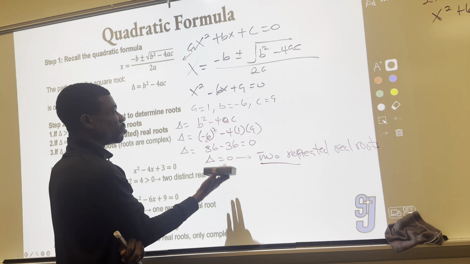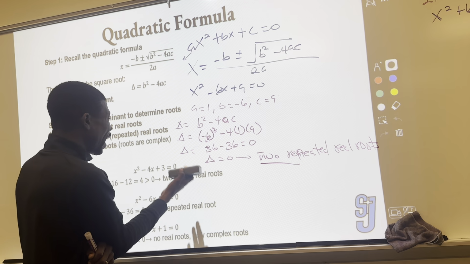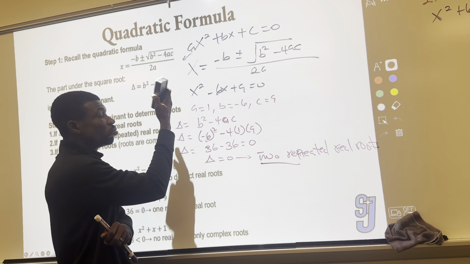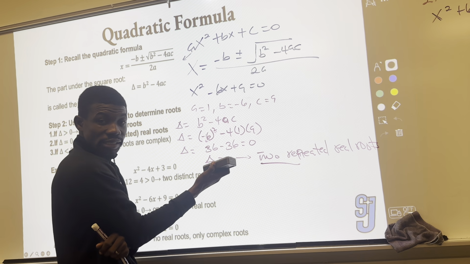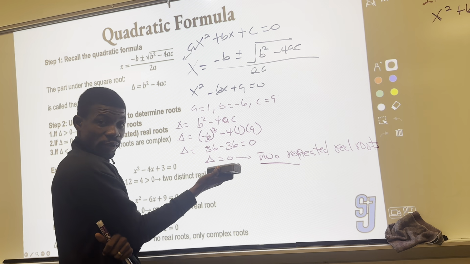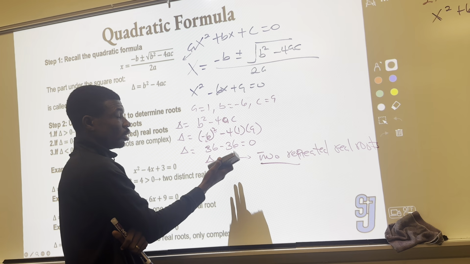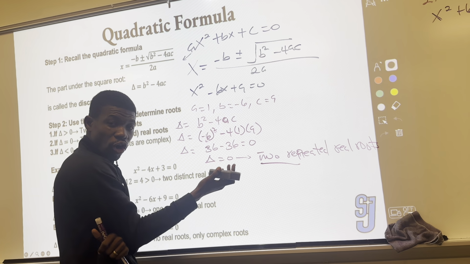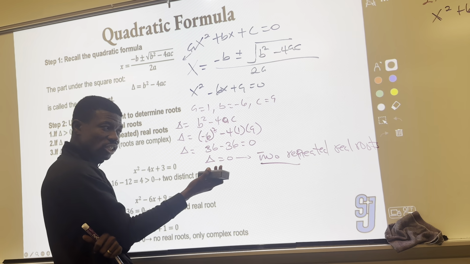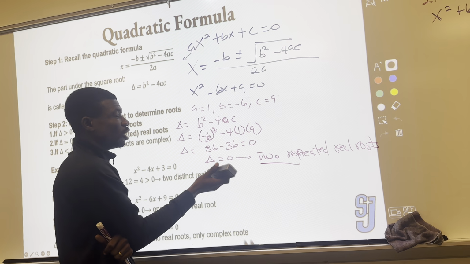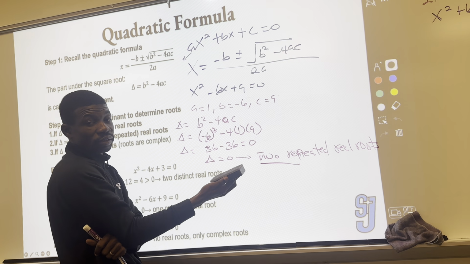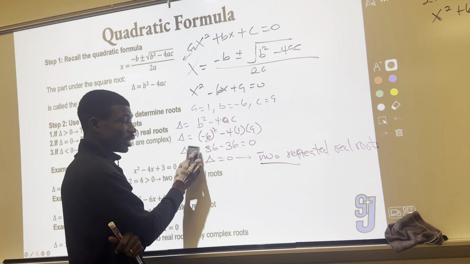I'm going through all these things because this is also part of it, and I think one of your homeworks says that you solve for the discriminants of the equation and also explain or tell us the nature of roots. If that is the question, that is the way you are supposed to go about it. Nothing more, nothing less. Thank you.